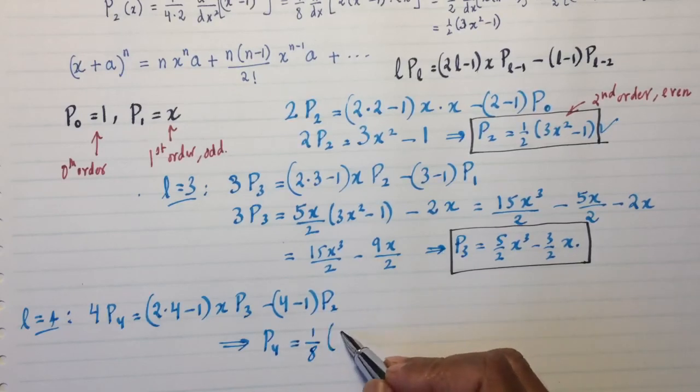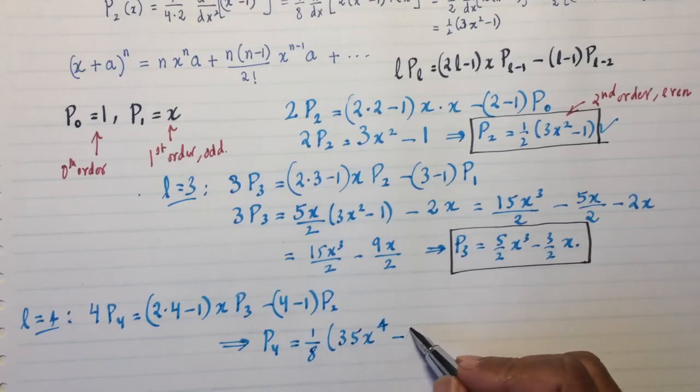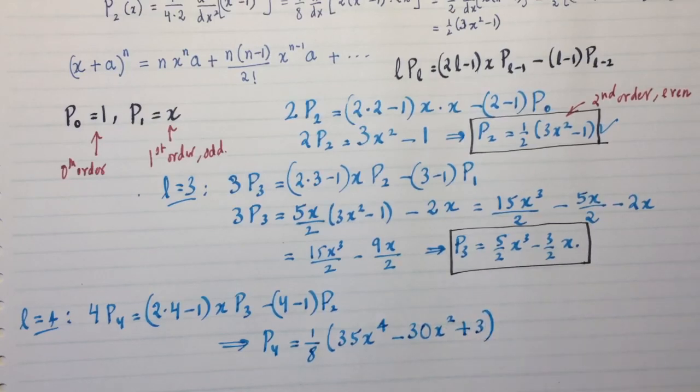But this turns out to be something messy. So the 30x squared plus 3. Those who work with Legendre polynomials a sufficient number of times will remember all these values. For example, I remember 35 quite clearly because it shows up in the fourth order of the expansion of the electric potential.